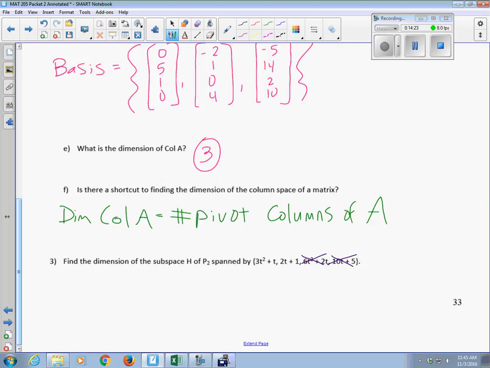So what's the dimension? Two. There are 2 vectors in the basis. All right, so that's the whole demo.